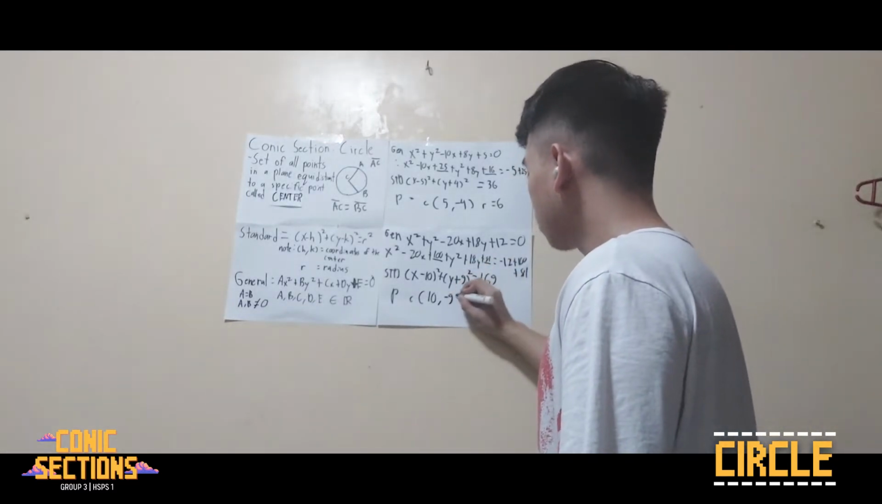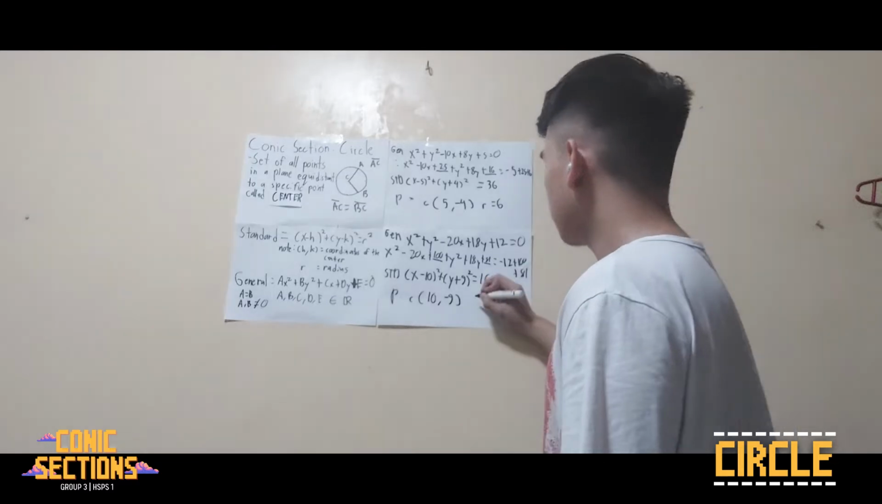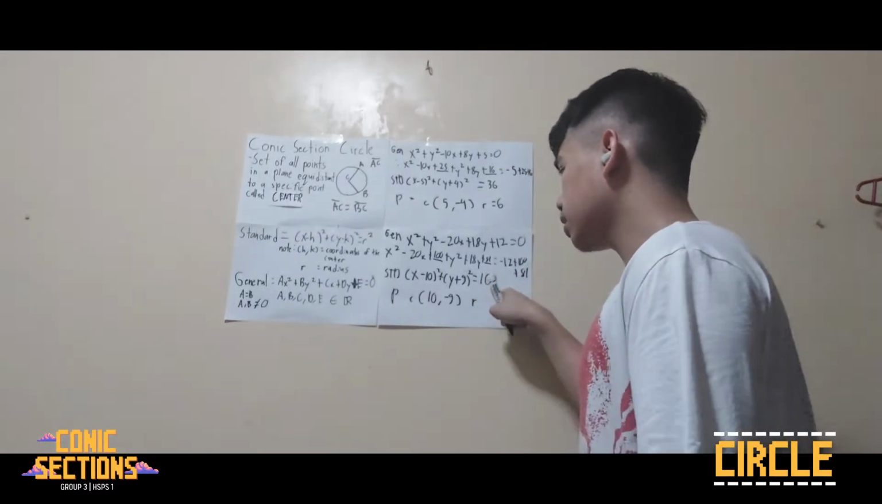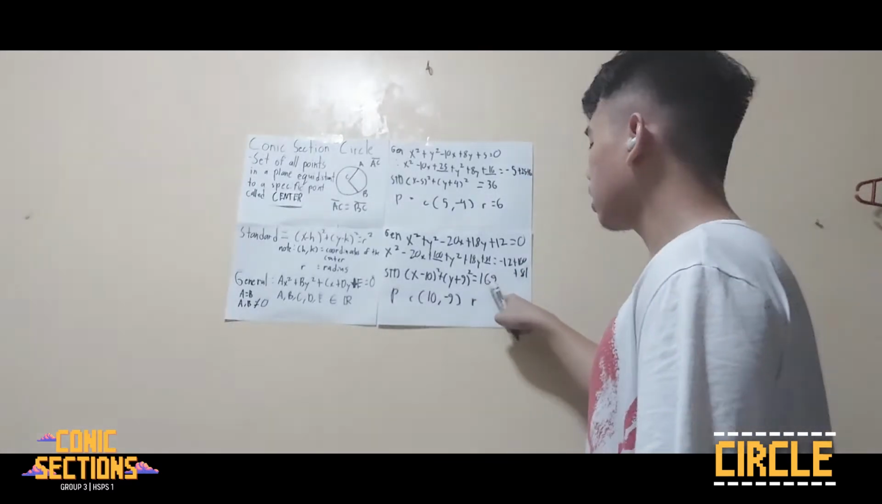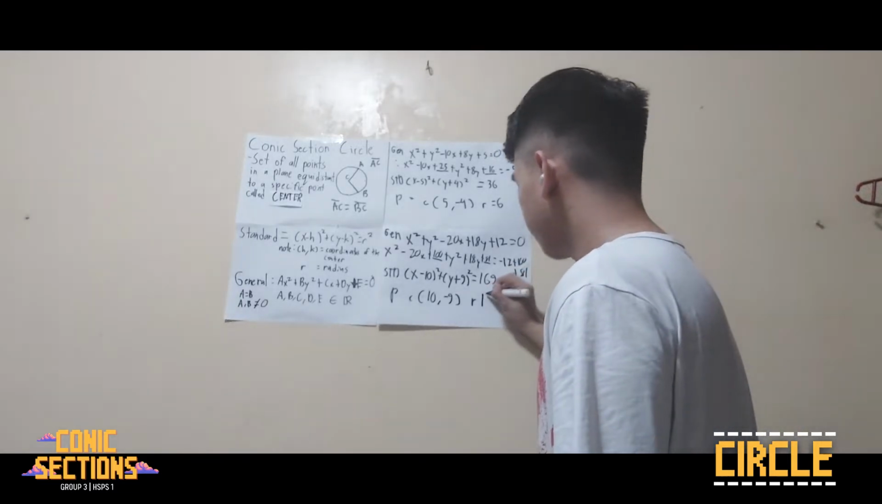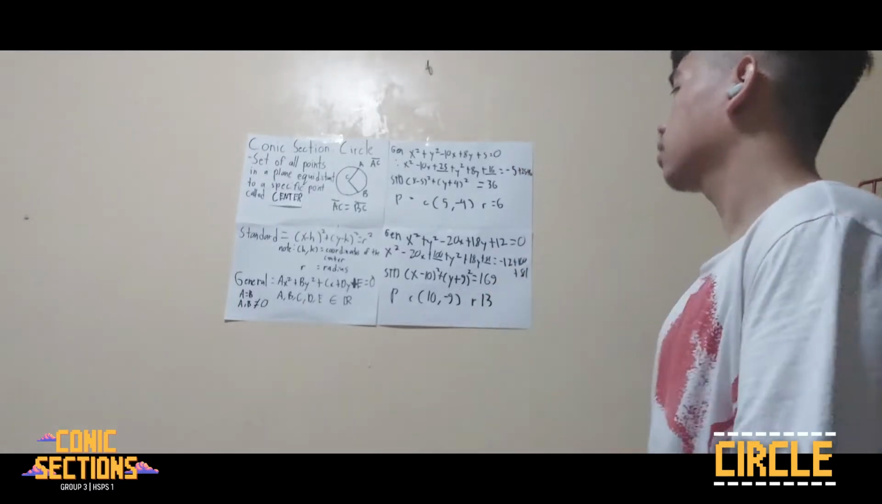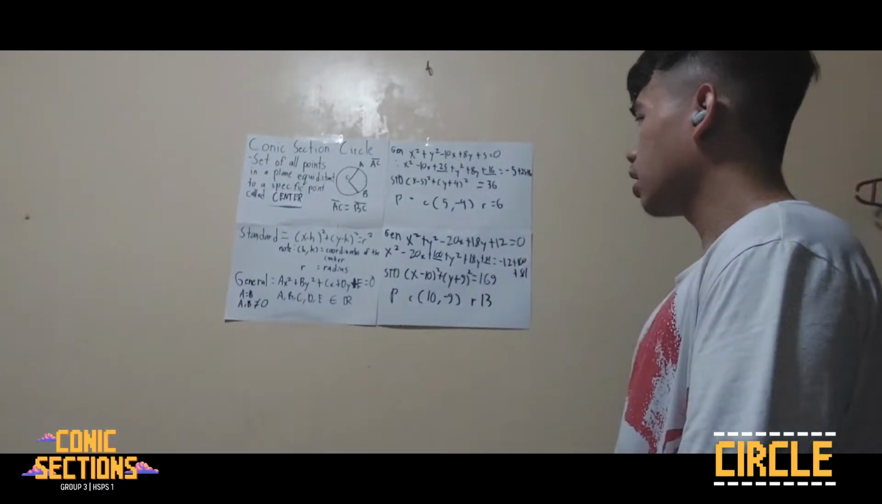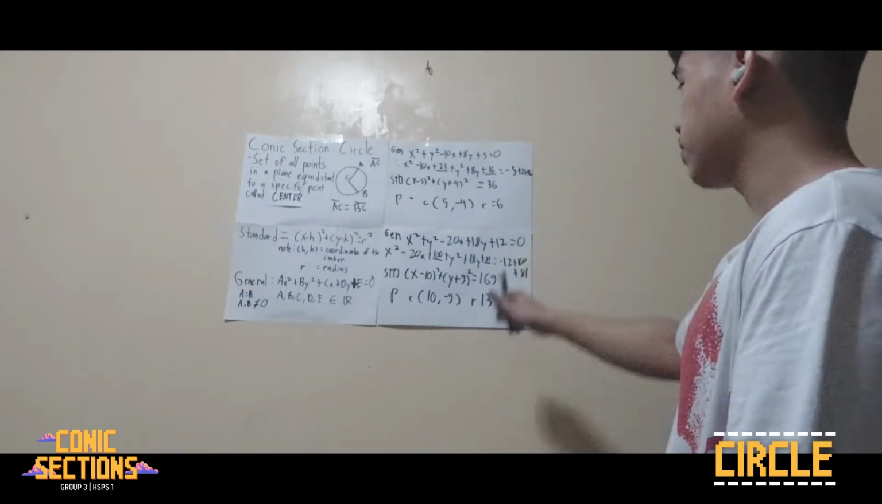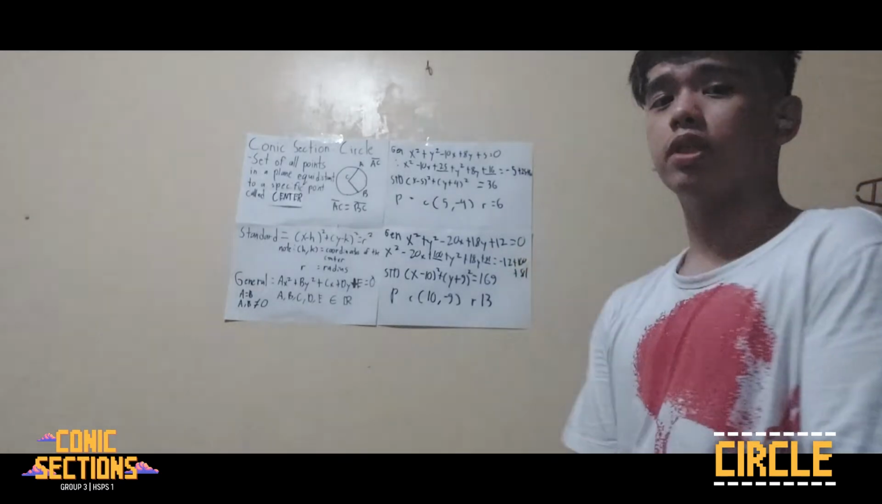Negative 9. Close parenthesis. And next is R. What is the square root of 169? It is 13. And that is another example for the conic section circle from the general equation to the properties.